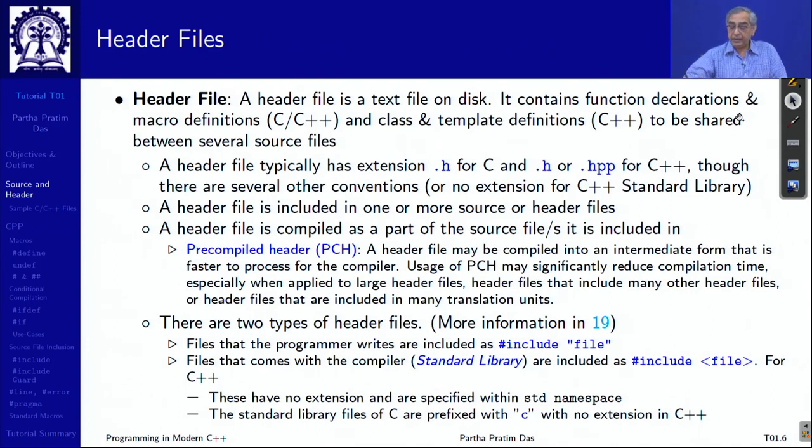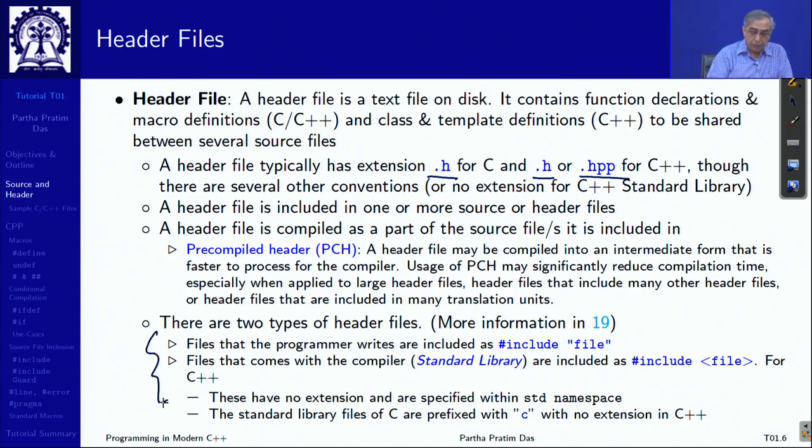A header file is also a text file, typically with extension .h for C and .h or .hpp for C++, though several other extensions have been used, or as you have already seen, in the C++ standard library, headers do not have an extension. Now, the difference is that headers must be included in one or more source files, because they are not independently compilable. So, they are not translation units. There could be precompiled headers and all that.